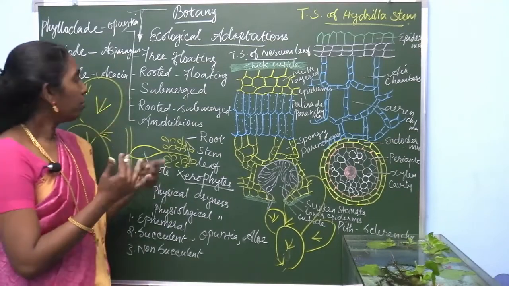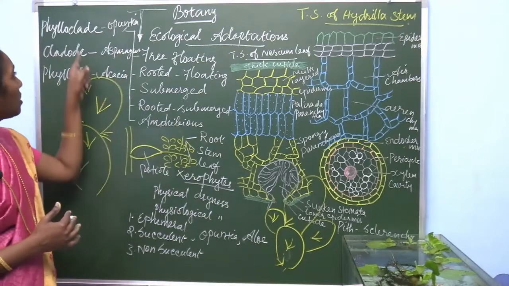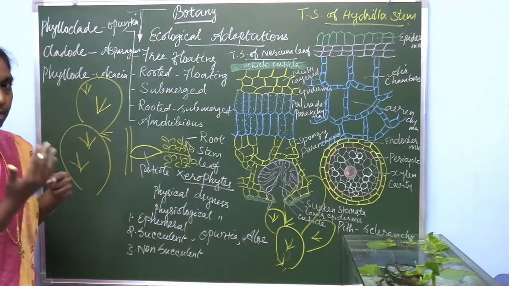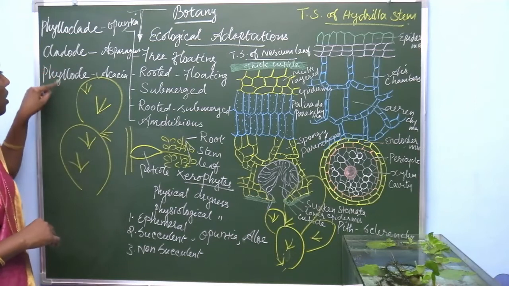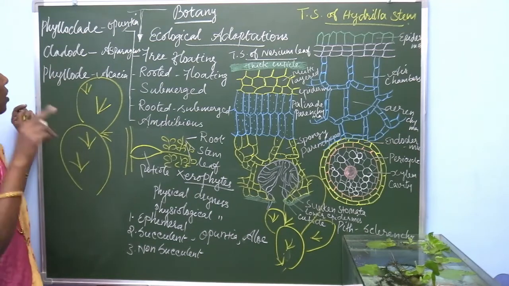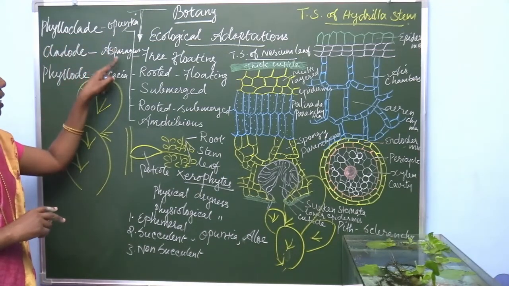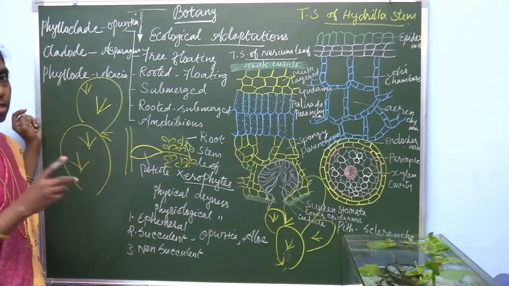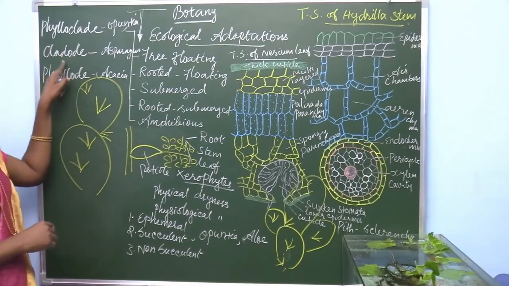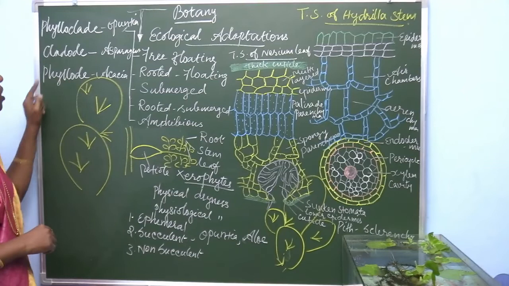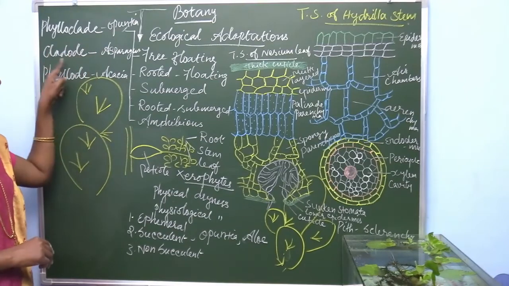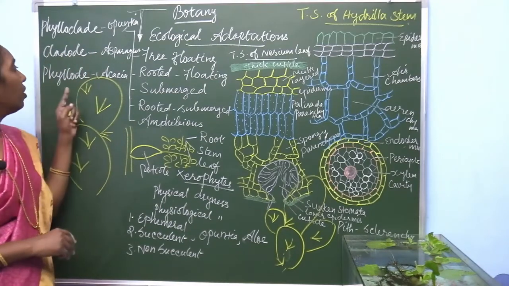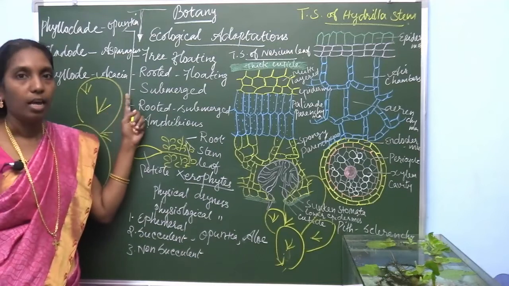Now, when you write about these morphological modifications, the stem modifications, these three questions are important: modifications of Opuntia, asparagus, acacia. They can be 2 mark or 3 mark questions. This is important. Phylloclade, cladode and phyllodes. Phylloclade is observed in Opuntia, cladode in asparagus, phyllodes in acacia.